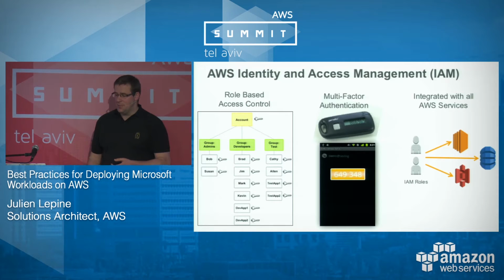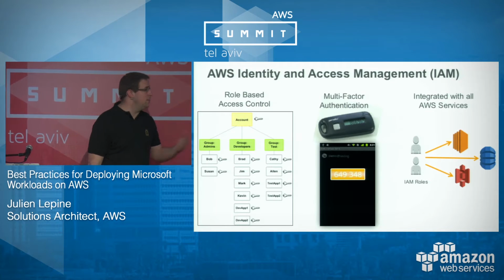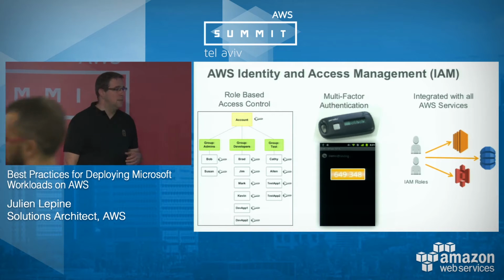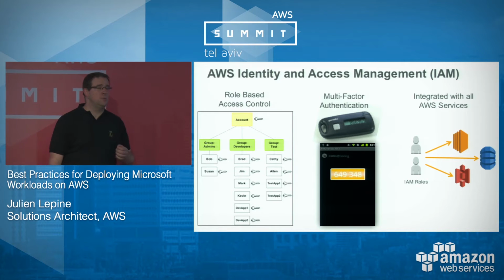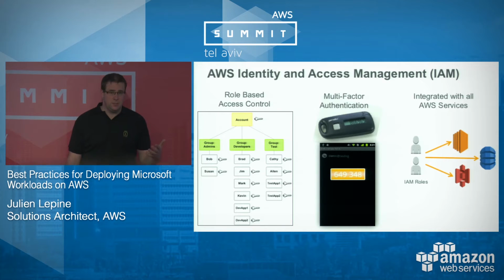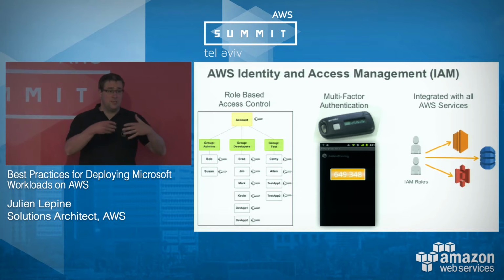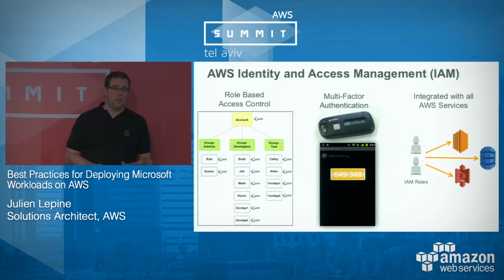So IAM, Identity and Access Management, is a role-based access control system that is fully available on AWS. It's active for just about all the services from AWS, and you can create users, you can create groups, you can manage policies for the password, and you can assign policies for these users, specifying exactly what API calls they can do in each and every service from the platform.